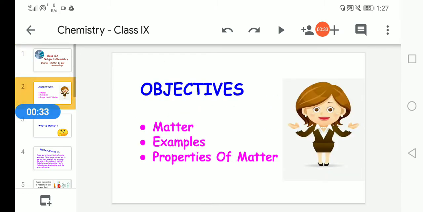So, let's check out what are the objectives of this chapter or this part. After learning this part, you will be able to understand what matter is, what are the different examples surrounding us, and what are the properties of this matter exhibited.